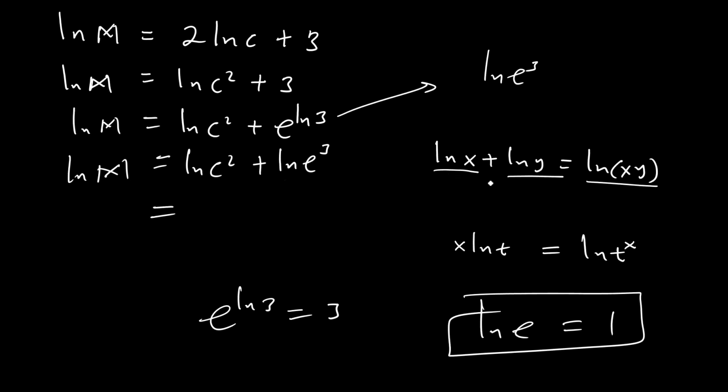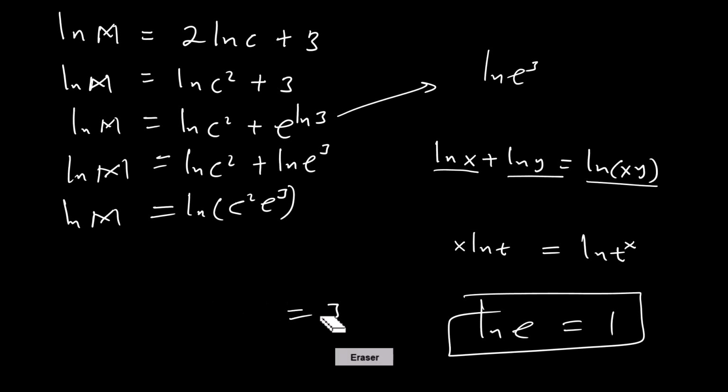So we have ln of x plus that, so we have ln of c squared e to the power 3. So we have ln of m. So we can take antilog on both sides, which will leave us with m equals c squared e to the power 3. That's that.